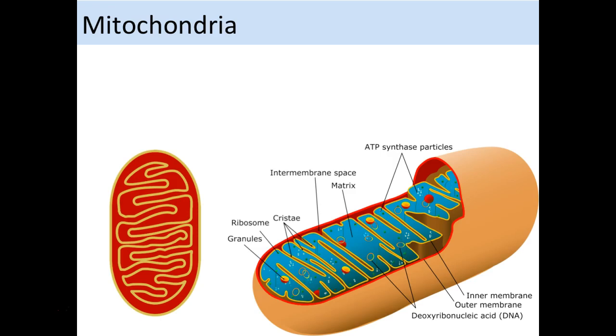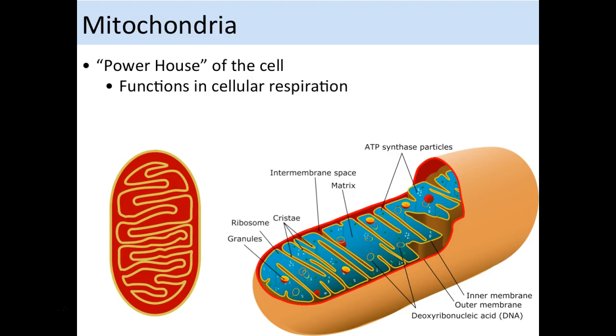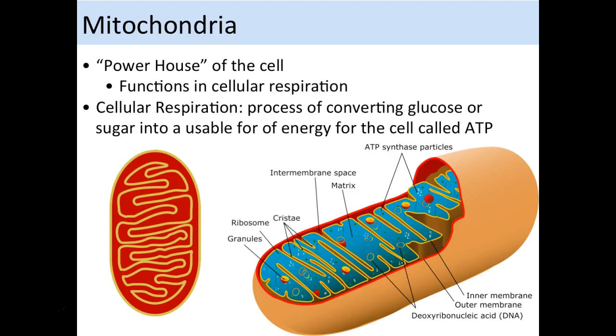The next organelle is another membrane-bound organelle found in both plant and animal cells called the mitochondria. Mitochondria is the powerhouse of the cell. It is what gives the cell its energy. It functions in cellular respiration. Cellular respiration is the process of converting glucose, or sugar, into a usable form of energy for the cell called ATP. The cell then uses ATP as an energy source so that it can function.